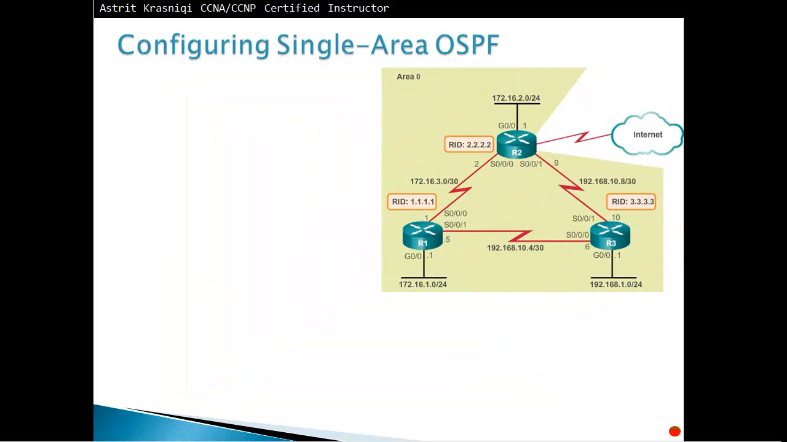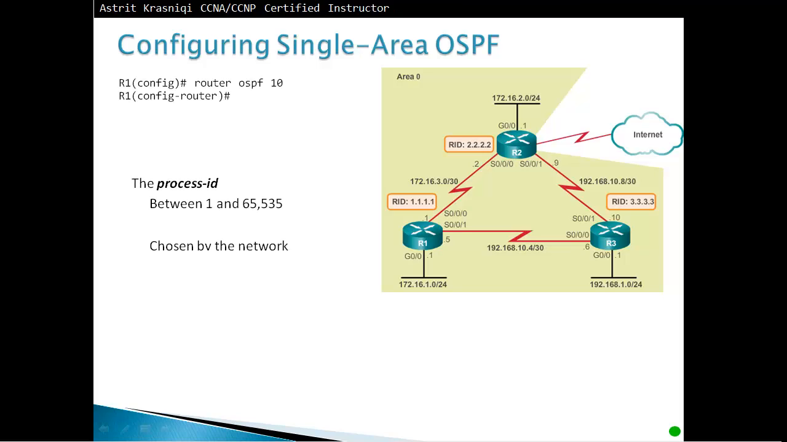So the first thing you need to do when you configure OSPF is enable OSPF. So you have to go to global configuration mode. You are in global configuration mode and you type router. Then you can choose what dynamic routing protocol you want to use. In this instance, we're using OSPF.